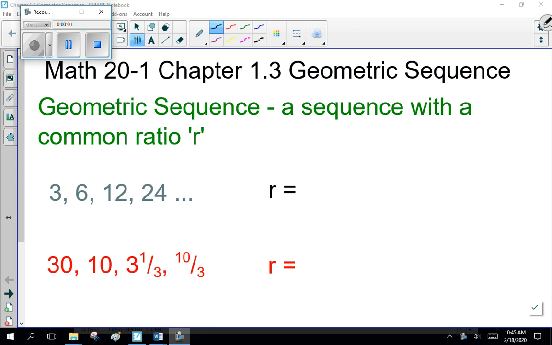Gentlemen, ladies, welcome to Math 20-1, Chapter 1.3, Geometric Sequence. Now, geometric sequence, definitions. Sequence: a sequence with a common ratio, or set of numbers with a common ratio R.